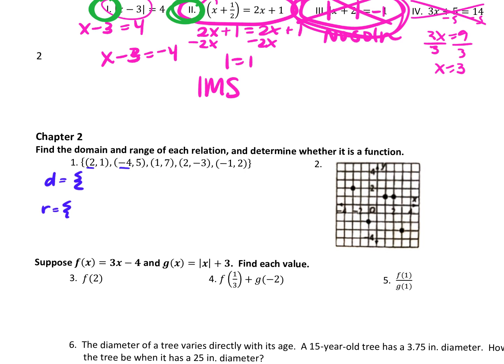So 2, -4, 1, 2, -1. So you're going to go -4, -1, 1, and 2 for the domain. And then for the range, 1, 5, 7, -3, and 2. So in order, that's going to be -3, 1, 2, 5, and 7. And then determine whether it's a function. Remember, if you have any repeat x values, it is not a function. And we have a 2 and a 2 here, so this is not a function.